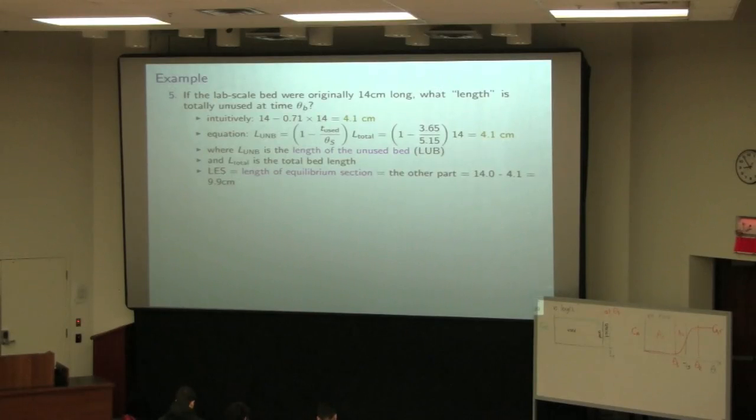If you want a more specific formula for the unused section, it's 1 minus the t used over theta S, the stoichiometric time. So there you can just ratio it against the area. So 1 minus 3.65, the original area, divided by 5.15, multiplied by the bed length of 14 centimeters, gets the same number. So either way that you might be able to think about it. We'll call that LUB, length of unused bed. This is standard terminology you can see in all these books. It's LUB and LES. That's the next acronym. LES plus LUB add up to the total bed length. LES is the length of my equilibrium section. So if I was looking at my lengths here, this is LES, and then this section over here is LUB. Both of those add up to get you your total bed length, L total.